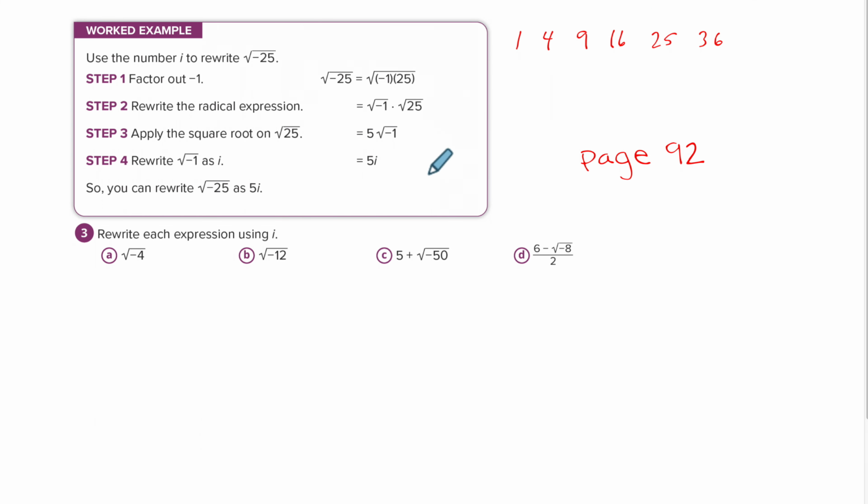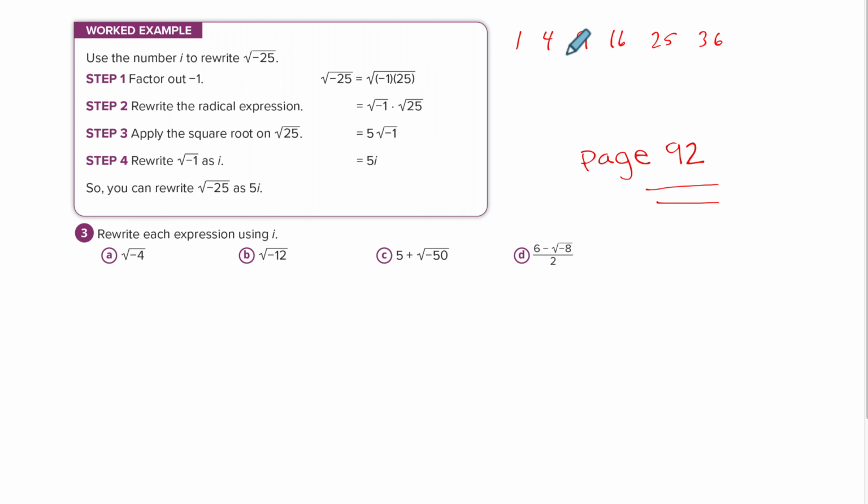Okay, so now let's turn to page 92. I'll wait for you. Turn the page. And we're going to go to number 3 here, where it says we're going to simplify and rewrite some of these. If you notice the worked example, I already kind of showed you that earlier. But I want you to write down a list of perfect squares.